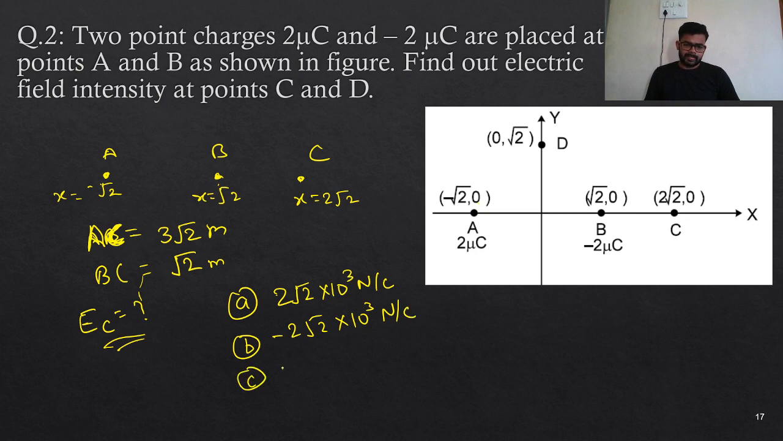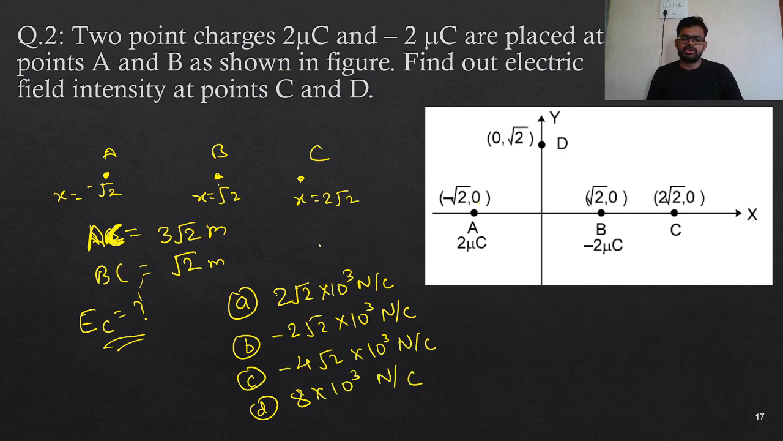C, minus 4 root 2 into 10 raised to 3 Newton per coulomb. And option D, 8 into 10 raised to 3 Newton per coulomb. These are the 4 options in front of you and your time starts now. What is the electric field intensity at point C? Consider this is negative x-axis and this is positive x-axis. Okay, that's all.